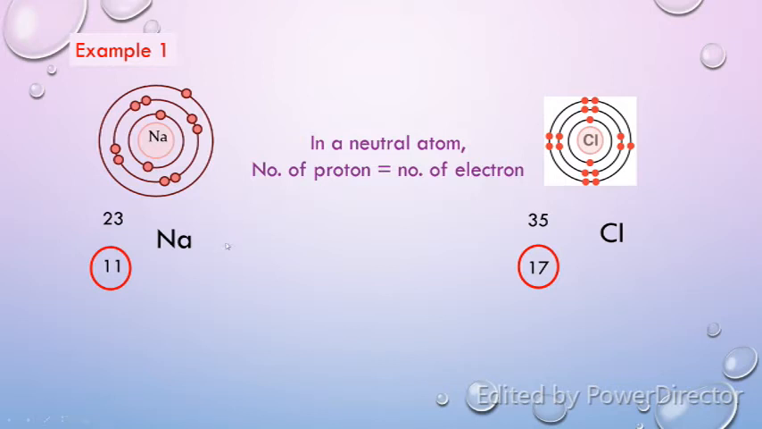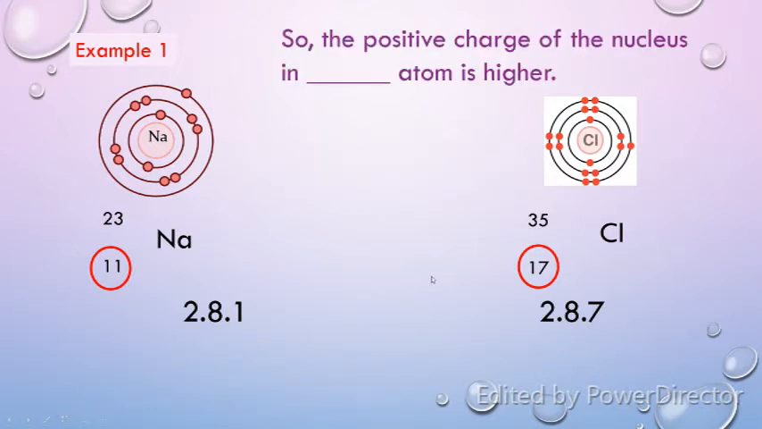Now we look at the proton number of sodium. If sodium has proton number 11, that means the number of electrons in an atom of sodium should be 11 as well. If you want to arrange the electrons in order, how do you arrange them? 2.8.1. And how about chlorine? 2.8.7. Now if you compare these two elements, which one has more protons? The chlorine atom, right?